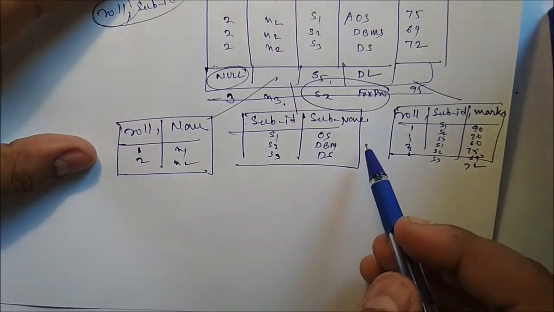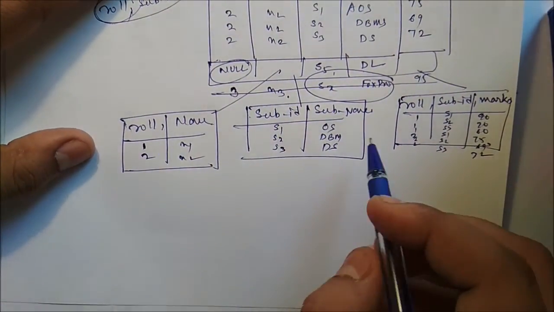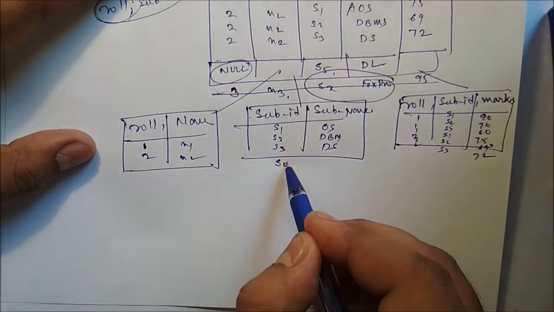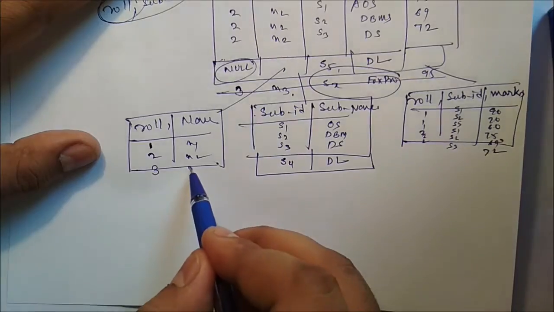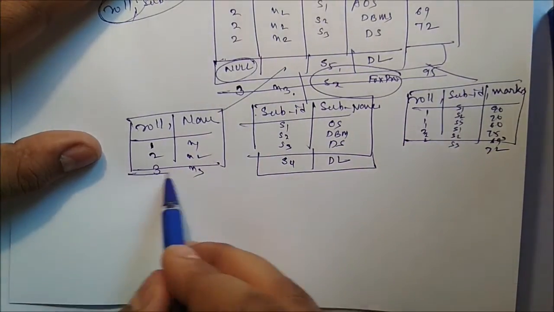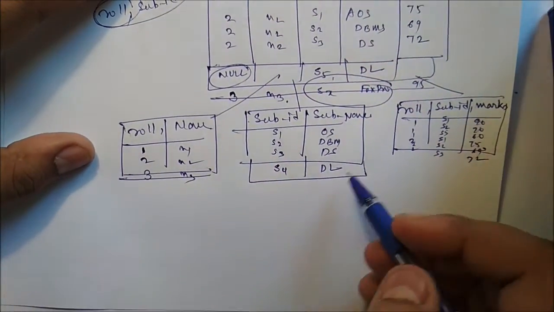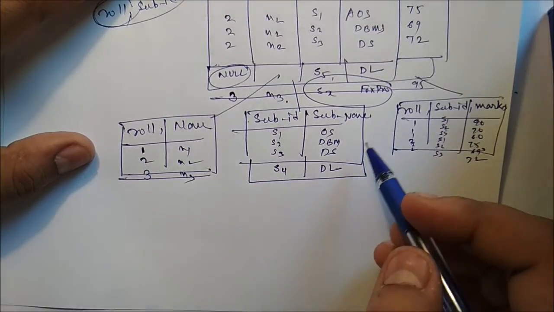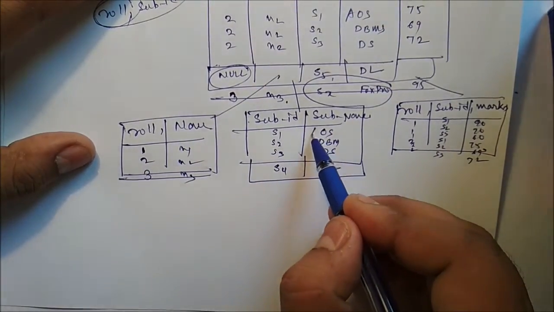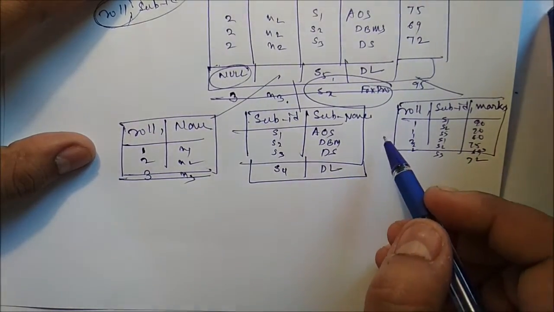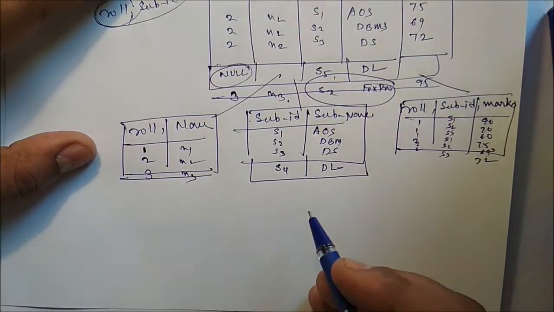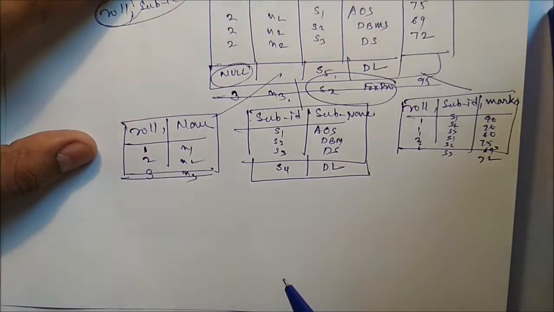Okay, and insertion anomalies. Suppose we want to insert any new subject, say S4 deep learning, we can easily insert it. If any particular student wants to leave the college, we can remove that information. Suppose you want to update any subject name, we have to change it only once, not 100 times. So that means we are removing the redundancy problem, and the insertion, update and deletion anomalies.